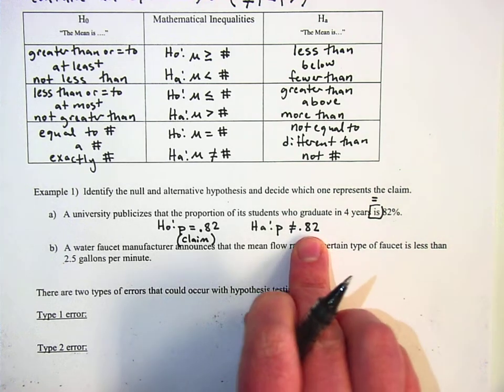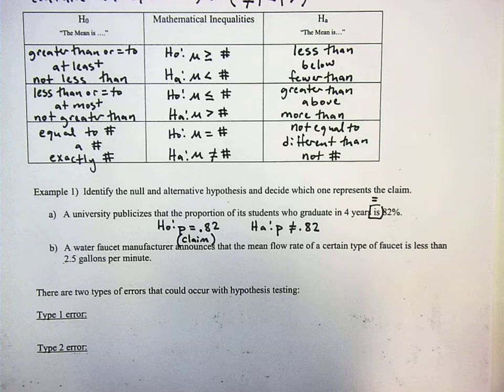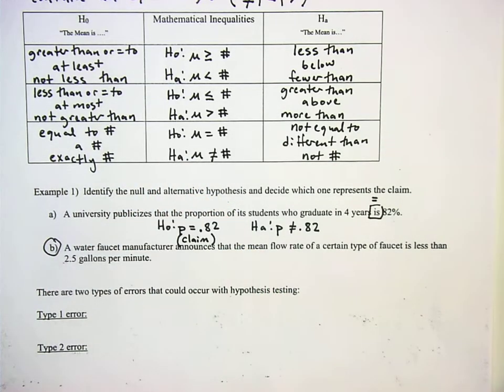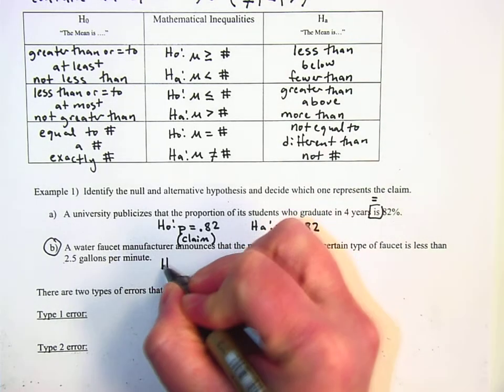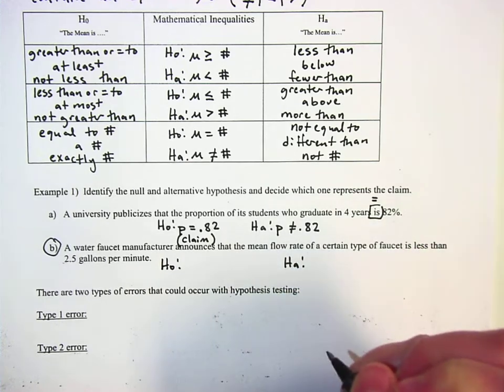Like 81% or 83%. It's not 82%. So it could be anything else, just not 82%. Okay. Why don't you try B right now? So pause the video and give it a shot. I'm going to go ahead and do it myself so that you can check and see if you got the right answer. So pause.